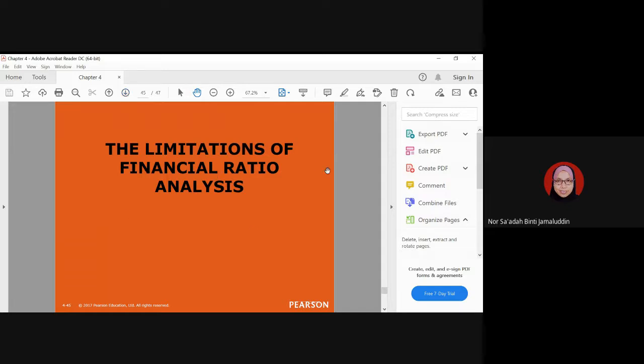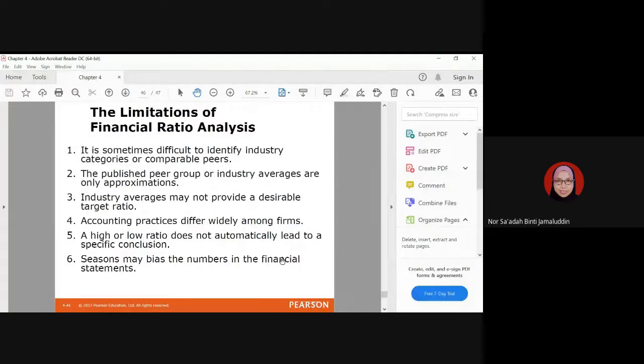Okay, lastly, on the limitation of financial ratio analysis. Okay, of course, all the ratios of the analysis have their limitation. In this financial ratio analysis, the first limitation is it is sometimes difficult to identify industry category or comparable peers. Sometimes susah untuk kita kenal pasti siapakah saingan kepada company kita. Okay, the published peer group or industry averages are only approximations. Dia hanyalah sekadar anggaran sahaja. Sometimes kita cuma anggarkan saja.